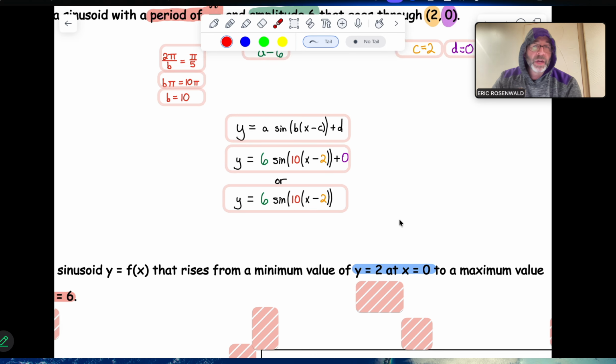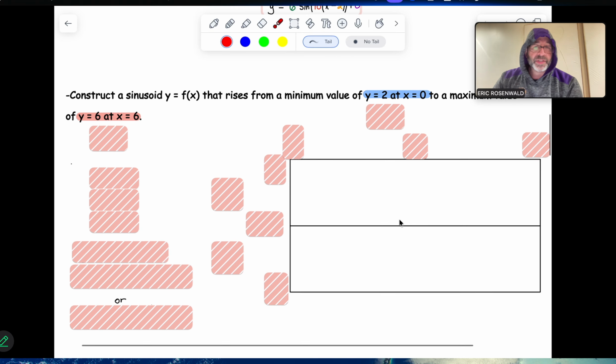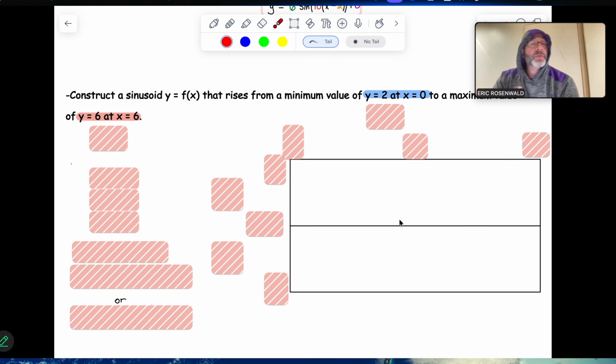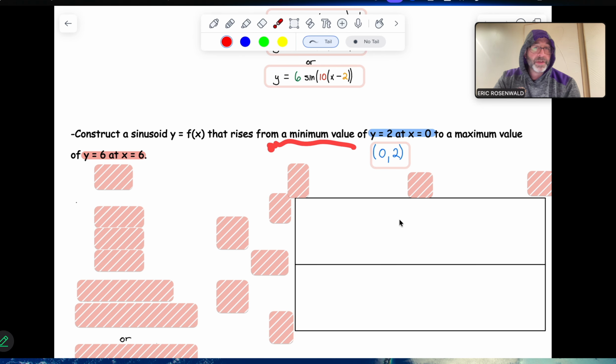All right, let's continue. So same idea. We're going to go ahead and piece things together. You can see we have a whole bunch of blank spots here, but all we're going to do is piece together some information, okay? It says we're going to construct a sinusoid that rises from a minimum at y is equal to 2 and x is equal to 0, and it goes to a maximum of y is equal to 6 and x is equal to 6. So think about what they're giving me here. They are giving me a coordinate at 0, 2, and they're saying that this is a minimum value, and it's going to rise from this minimum value.